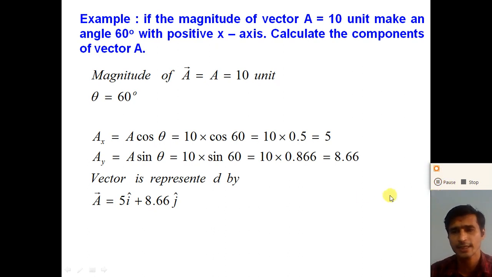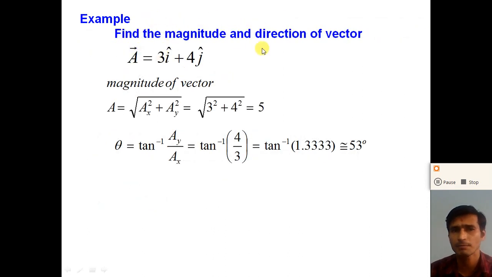Now let us see an example of how, from the component form, we calculate the magnitude and the angle. Find the magnitude and the direction of the vector a is equal to 3i plus 4j. Here the vector is given in component form: a is equal to 3i plus 4j. So here 3 is the x component of the vector a and 4 is the y component, so ax is equal to 3 and ay is equal to 4.